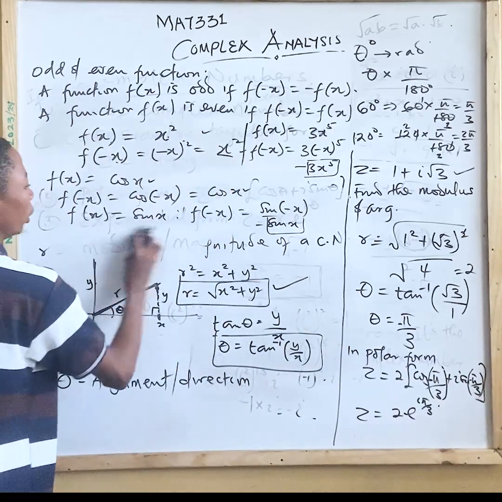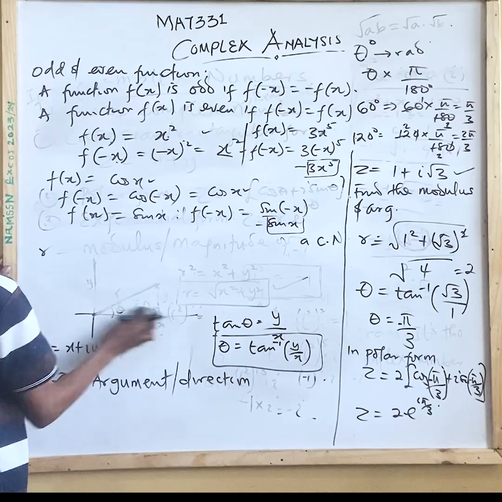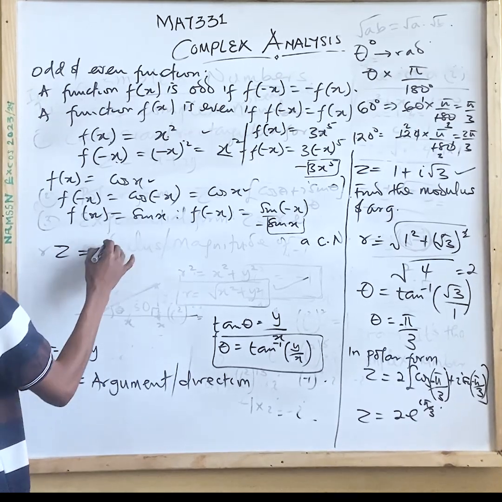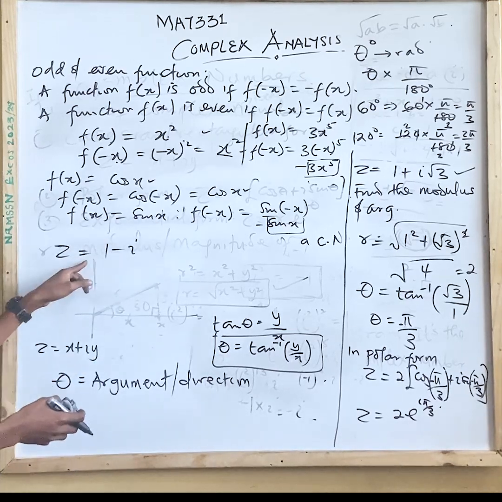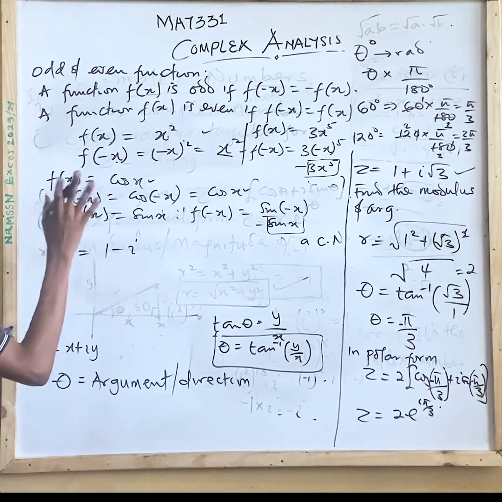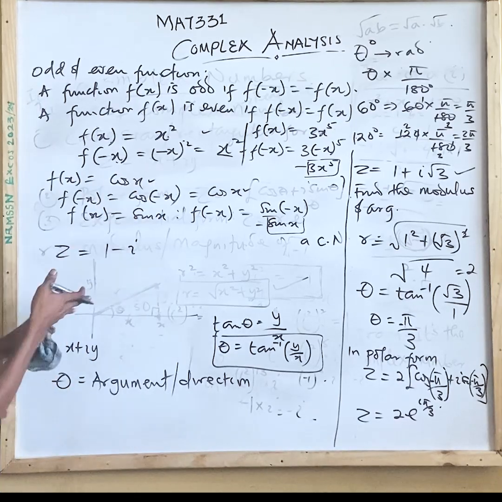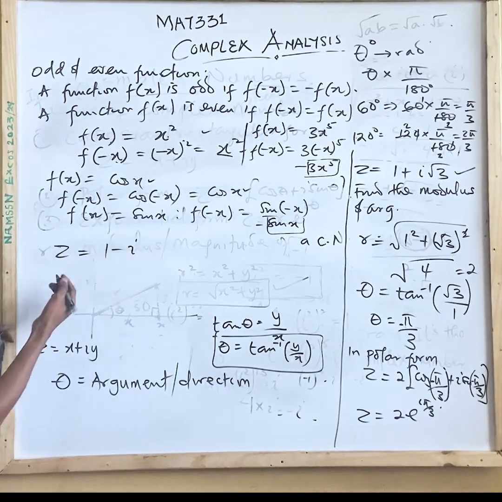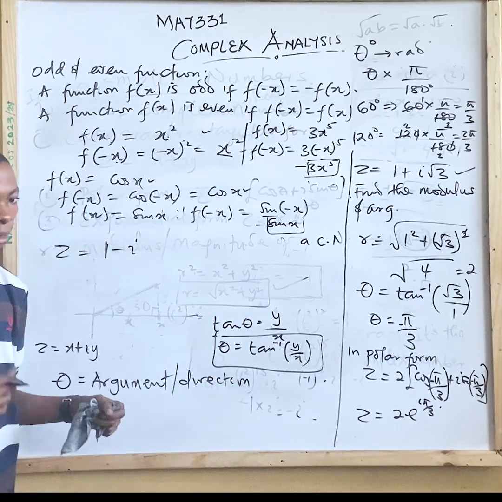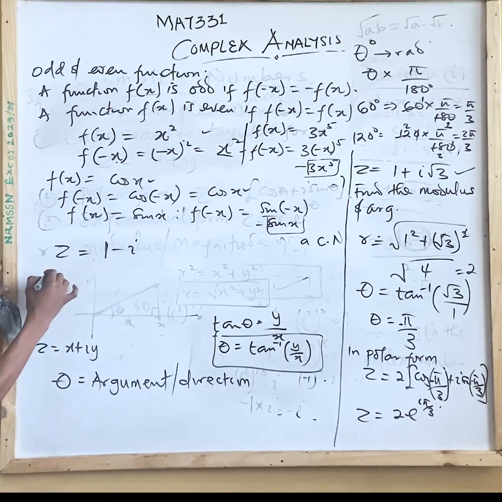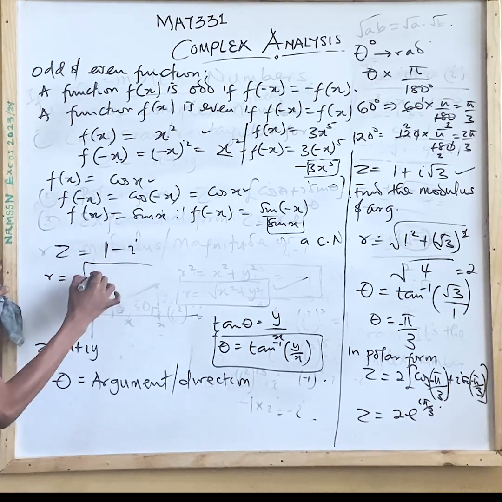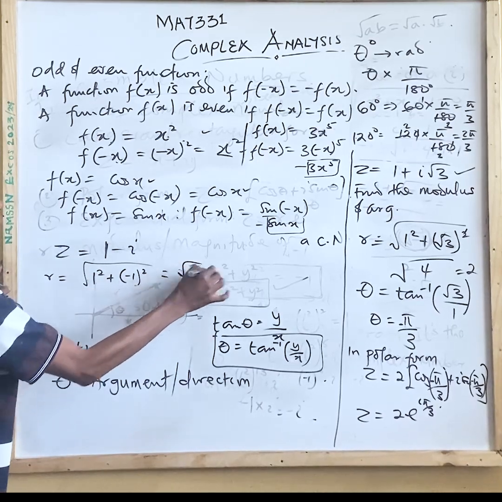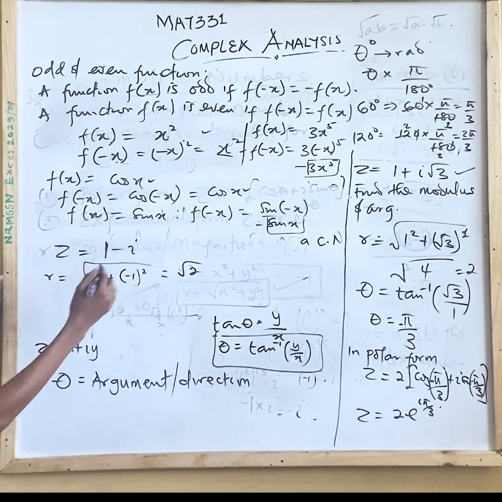So for example, let's use another complex number. Let's say z equals 1 minus i. If z is equal to 1 minus i, I want to find the modulus and argument and then express it in polar and exponential form. To find the modulus, this 1 is the real part, and this minus i is the imaginary part. So r is equal to the square root of 1 squared plus minus 1 squared. 1 plus 1 is 2. Let me leave it in surd form. So the modulus is root 2.